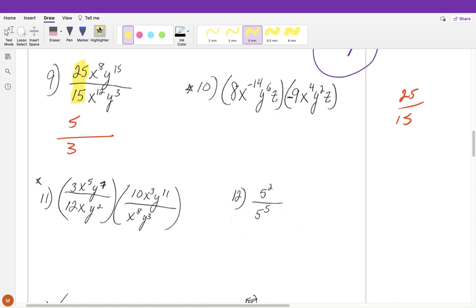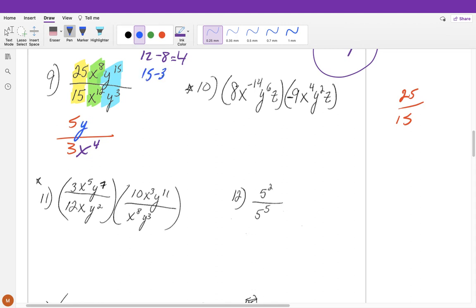Now I'm going to move on to the x. Well, here I ask myself, where do I have more to begin with? I have more x's in my denominator, so that means when I simplify this, it's going to end there. So I can do 12 minus 8, and 12 minus 8 is 4, so that means I will have 4 left over. And then I'll move on to the last one, y's. Well, where do I have more at? I have more y's in my numerator, so they'll remain there. And 15 minus 3 is equal to 12.